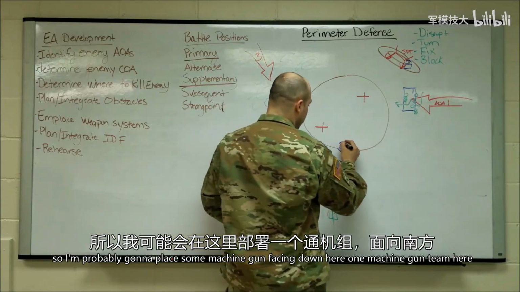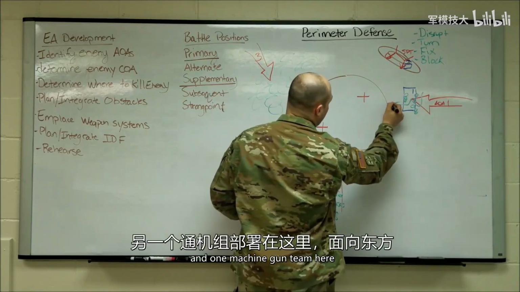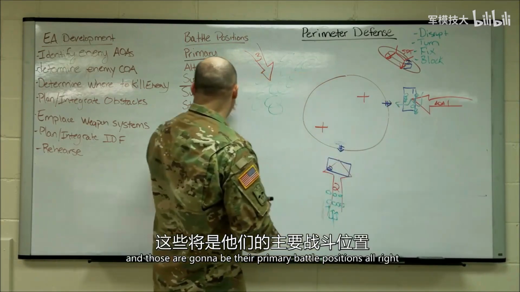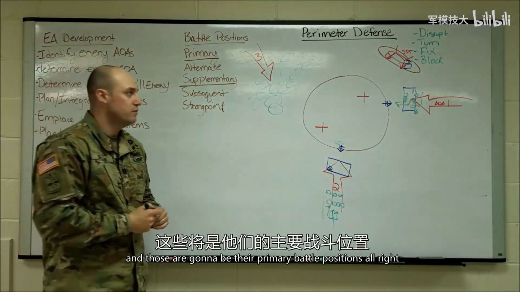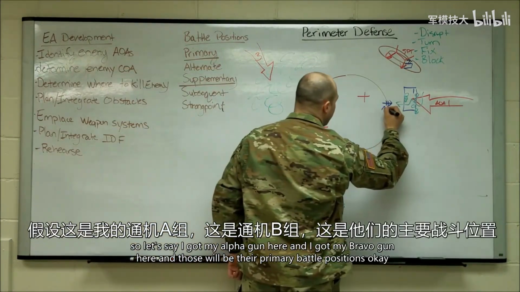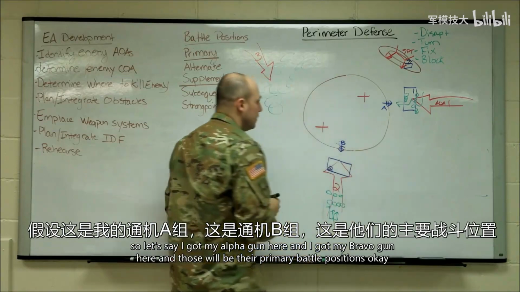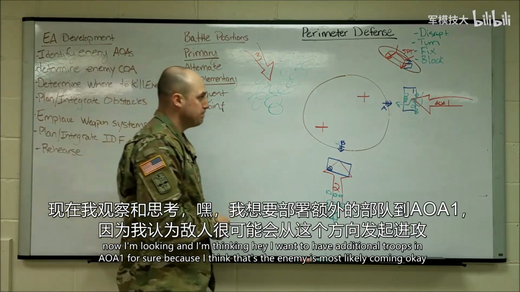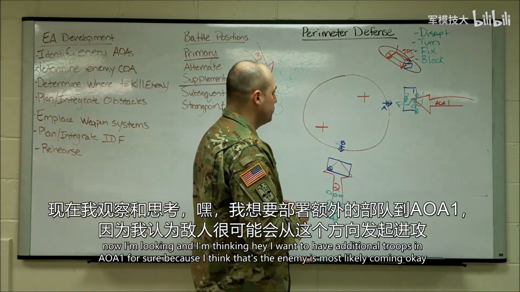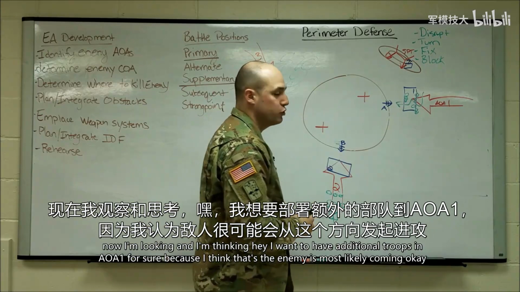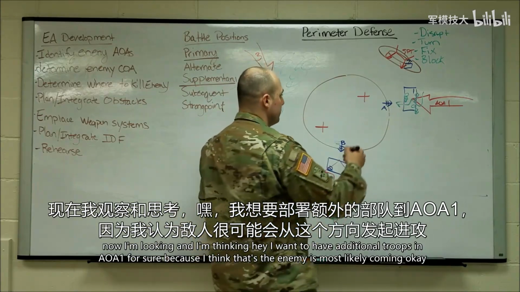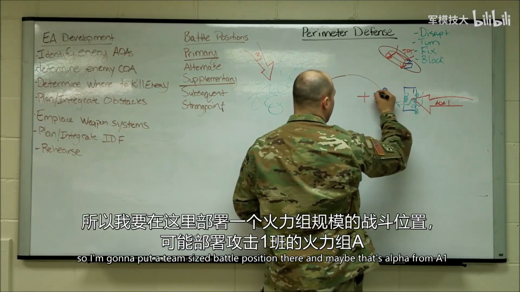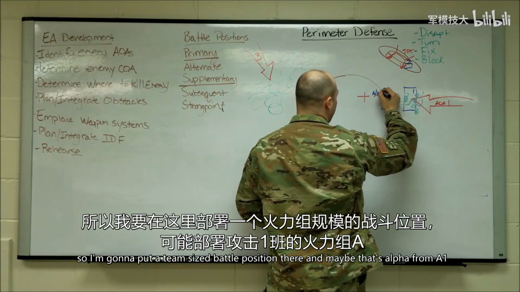One machine gun team here and one machine gun team here. And those are going to be their primary battle positions. All right, so let's say I got my Alpha gun here and I got my Bravo gun here. And those will be their primary battle positions. Okay? Now I'm looking and I'm thinking, hey, I want to have additional troops in the AOA 1 for sure because I think that's where the enemy is most likely coming. Okay? So I'm going to put a team-sized battle position there, and maybe that's Alpha from A1.